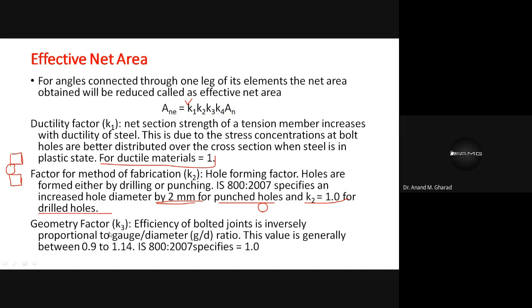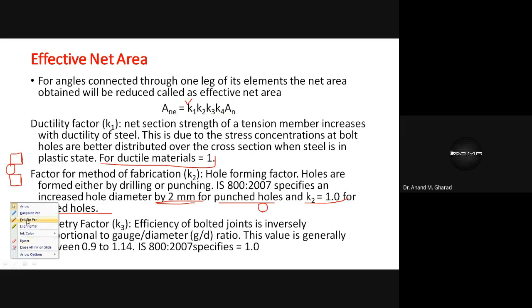Geometry factor. This K3 is known as the geometry factor. So the efficiency of the bolt joints is inversely proportional to the gauge to diameter ratio. Okay, this value is generally between 0.9 to 1.14. But IS 800 2007 specifies this value to be 1 only. Okay.